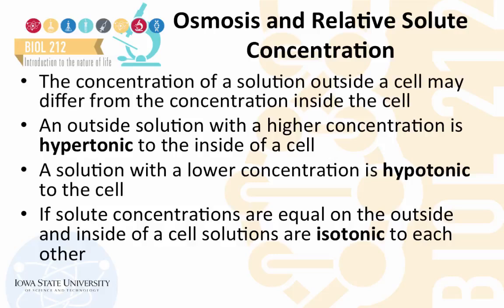If an outside solution has a higher concentration relative to the inside of a cell, the solution with the higher concentration of solute is called hypertonic, whereas a solution that has a lower concentration relative to the inside of a cell is called hypotonic. If the solute concentrations are equal on both sides of a cell membrane, then those solutions are said to be isotonic to each other.